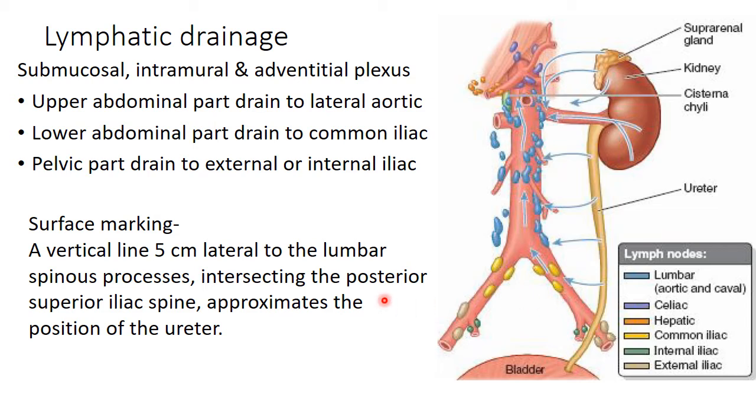Then the surface marking of the ureter. If we make a vertical line 5 cm lateral to the lumbar spinous processes which intersects the posterior superior iliac spine, this approximates the position of the ureter. So on the back, if we draw a vertical line 5 cm lateral to the lumbar spinous processes downwards, where it intersects the posterior superior iliac spine, this is the surface marking of the ureter.